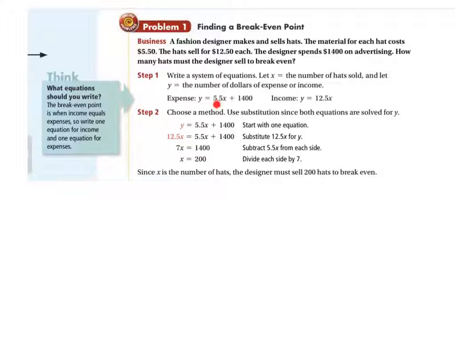Alrighty, so choose a method. Use substitution since both equations are solved for Y. This is kind of cool. So basically, you notice here, this Y and this Y at the break-even point only are the same thing. That's the whole point, when they cross, those two Y's are equal, if you go back to the picture we had in the last one. So all I do is set these two parts, the parts on the right with the X, equal to each other. That's right here. And then solve for X. So there you go. X is 200 hats. And that's what you were being asked for, 200 hats.